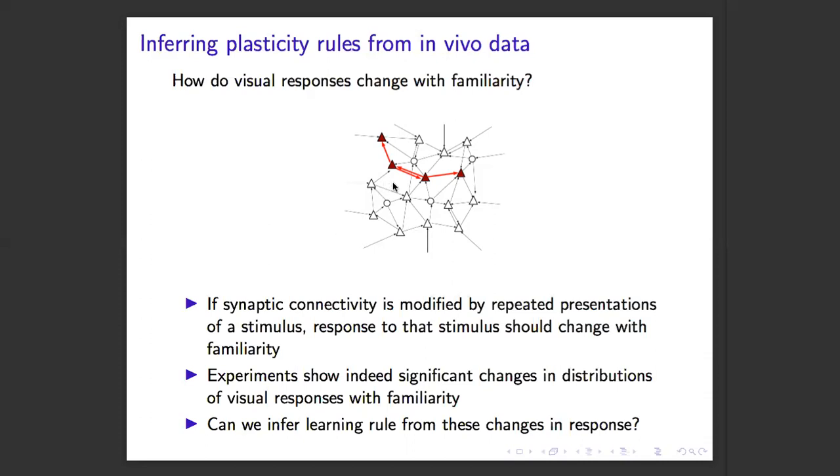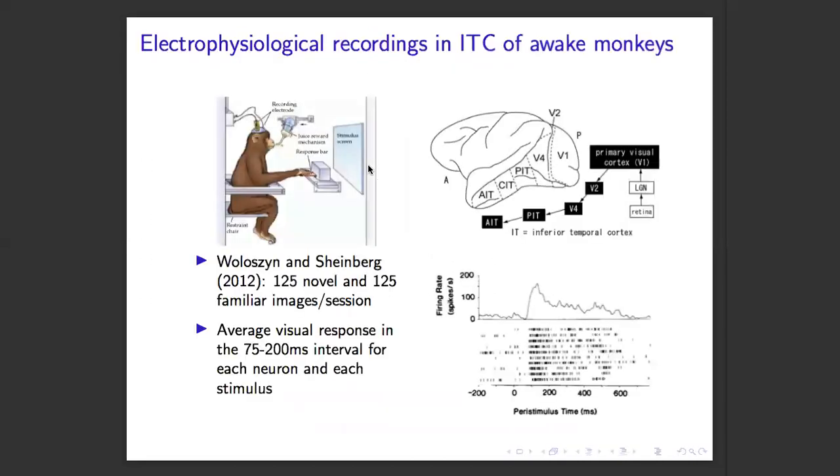And so the question we asked is, suppose that we only observe neuronal activity and, importantly, changes in activity with familiarity, then what can we say about the plasticity rule that led to these changes? So to do this, we use data recorded in awake monkeys, and this data was recorded in David Sheinberg's laboratory at Brown University.